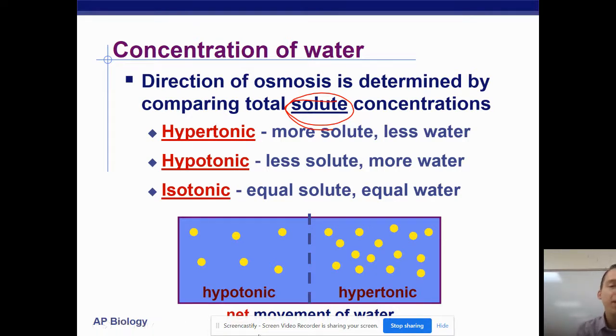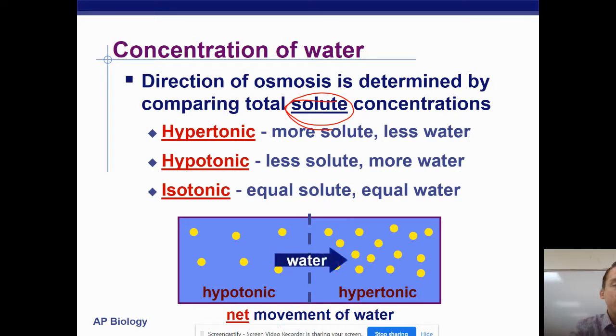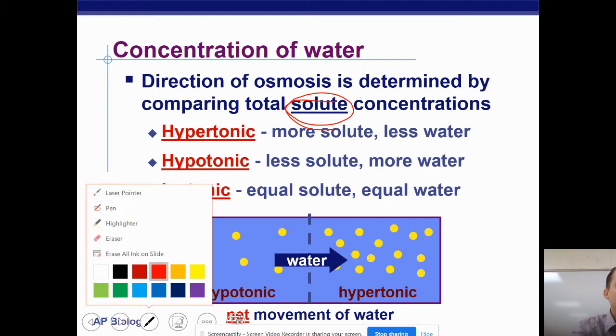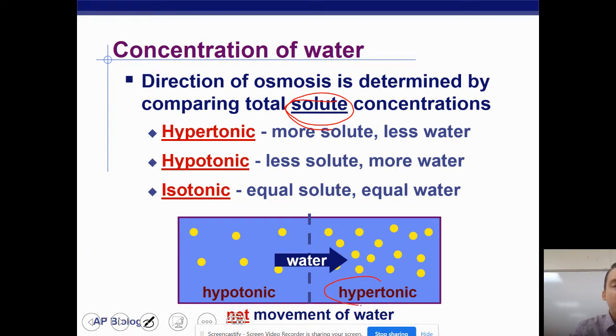If we look at the picture here at the bottom of the screen, we can see that hypertonic is on the right, let me write. We can see that hyper is on the right, and that's because there's clearly more solute there. Hypo is on the left, because there's less solute.